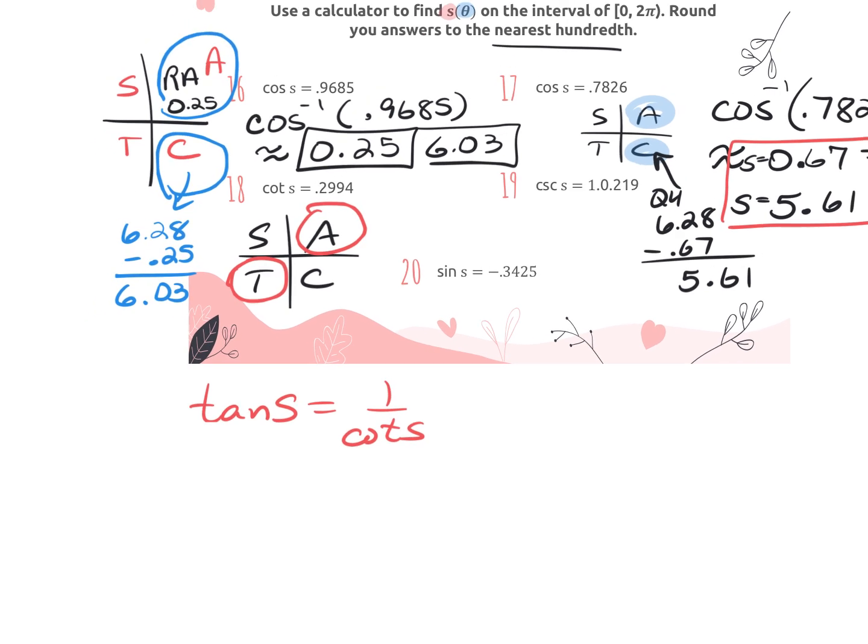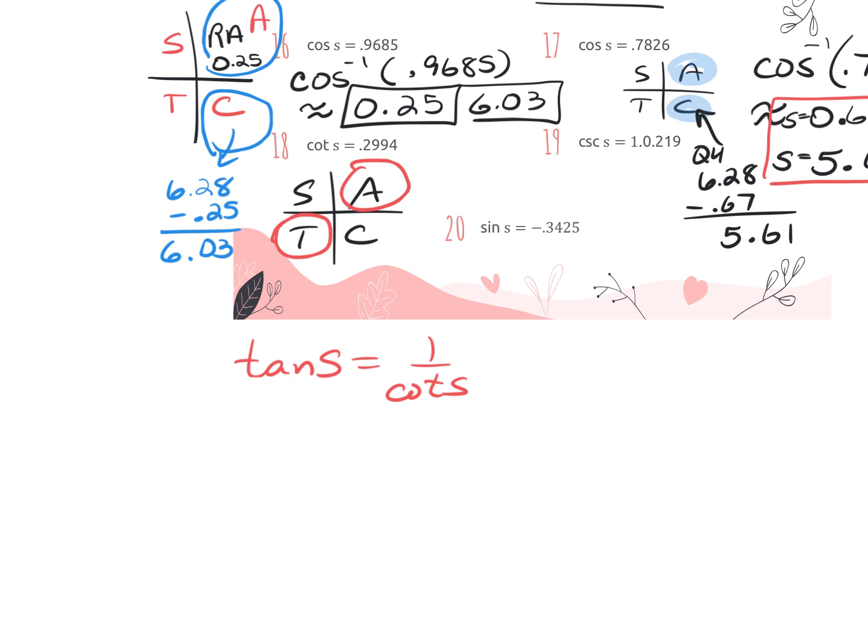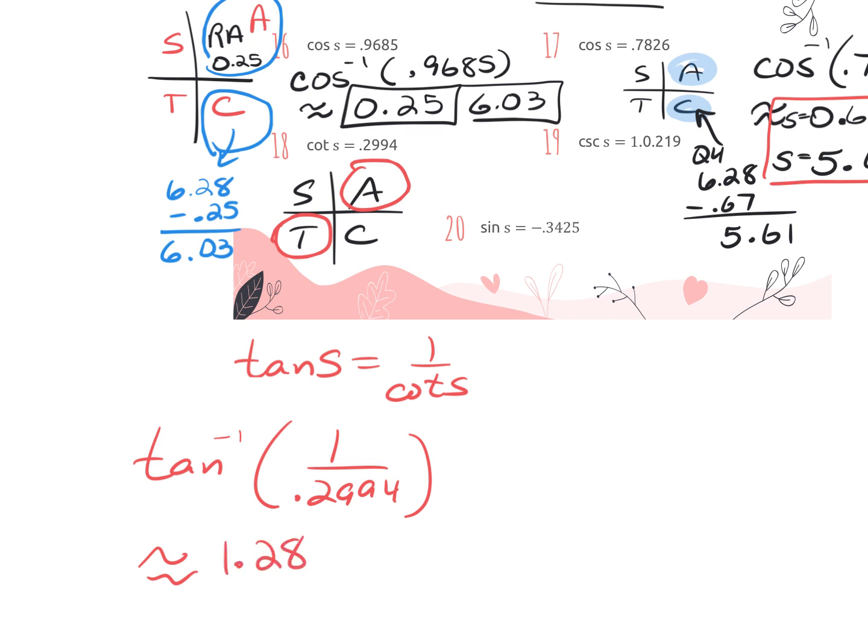But when we do this on our calculator, we're doing tangent inverse and then 1 divided by 0.2994. There is no tan in that denominator. You hit the second key or the shift key, then tan, then 1 divided by. This will give you your reference angle from quadrant 1, and this gives me 1.28, a little bit over 1 radian. So this is my reference angle from quadrant 1.